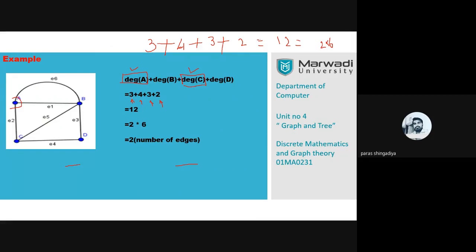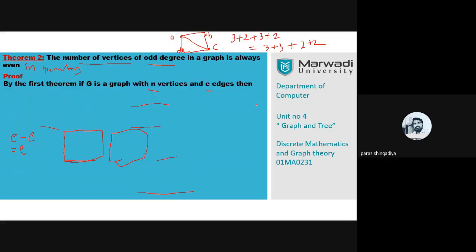So how many vertices here? 4 vertices. And how many vertices have odd degree? Let us filter that. 4 plus 2, that is a degree which is even, and 3 plus 3 whose degree is odd. So there are 2 vertices, that is, even in quantity, whose degree is odd. There are 2 vertices whose quantity is even, whose degree is odd.